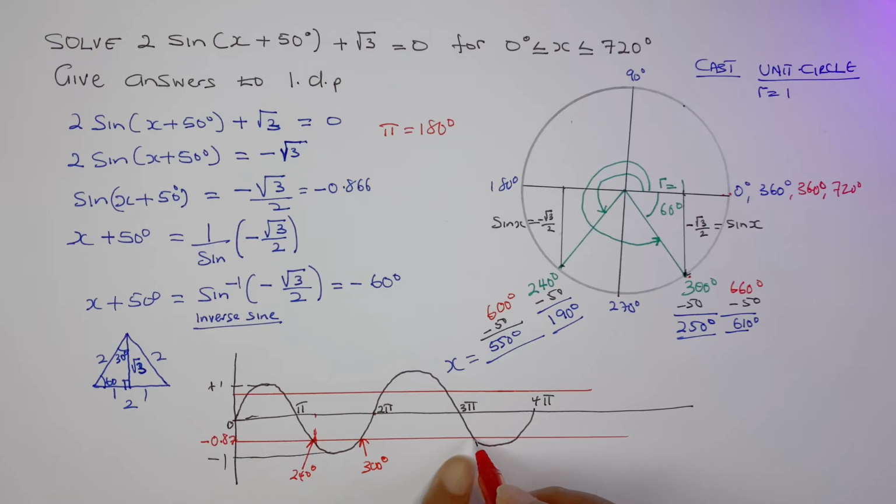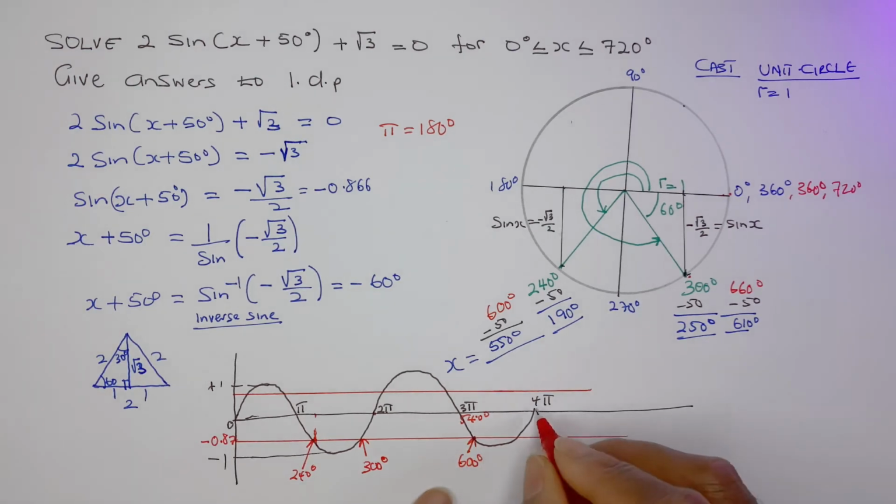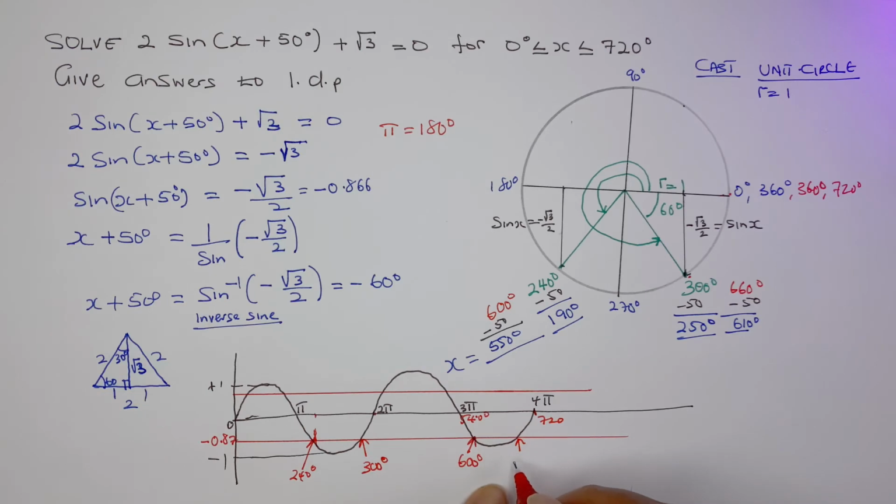And then if you go up all the way here, that's 3 pi. 3 pi is 540. So that's 540 degrees. 540 plus 60, that would give us 600, right? Because that's 60 there. So that would be 600 degrees. And here is 720. 720 take away 60, that would be 660 degrees.